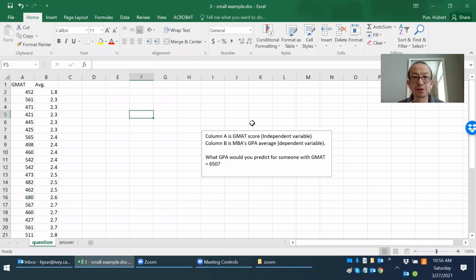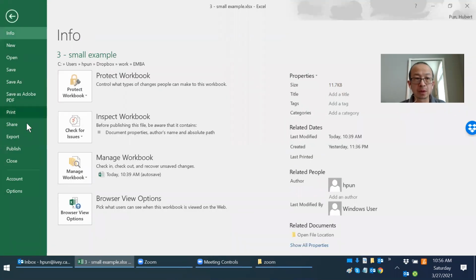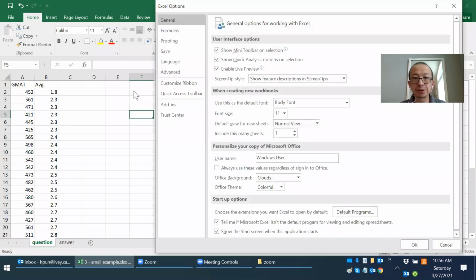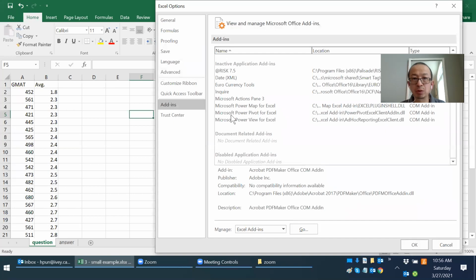This exercise is to demonstrate how to do a single variable linear regression. So make sure that you have the Data Analysis ToolPak installed into your Excel. To make sure that is the case, click File, Options. Under Options, click Add-ins. Under Add-ins, scroll all the way down, Manage Excel Add-ins, click Go.